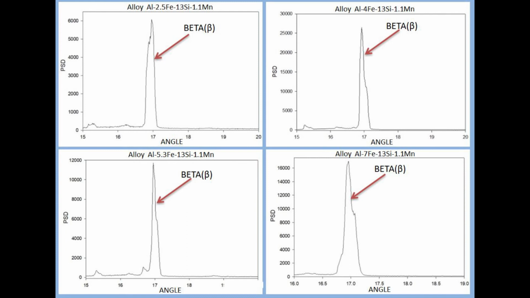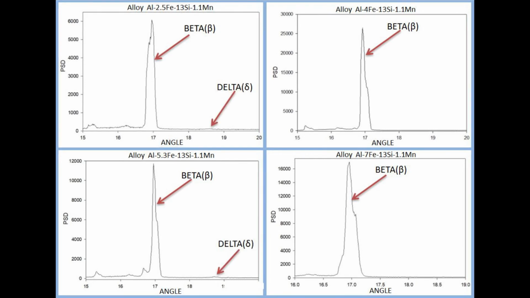Figure 3 shows the diffractograms of the 4 alloys obtained, in which the presence of the beta intermetallic compounds can be observed at angle 17. This in the 4 alloys. As for delta intermetallic compounds, they can only be appreciated very slightly in the diffractograms corresponding to the alloys with iron contents of 2.5% and 5.3%, between angles 18 and 19.